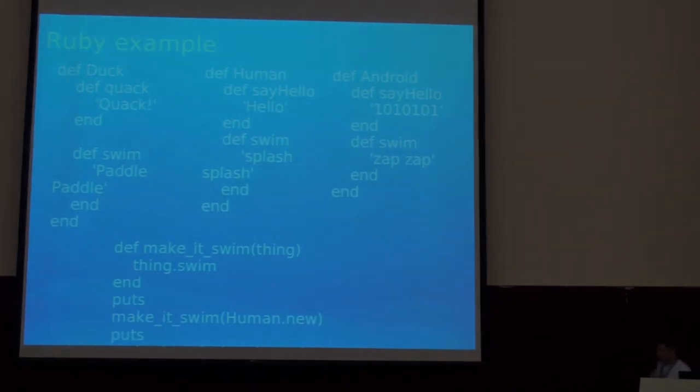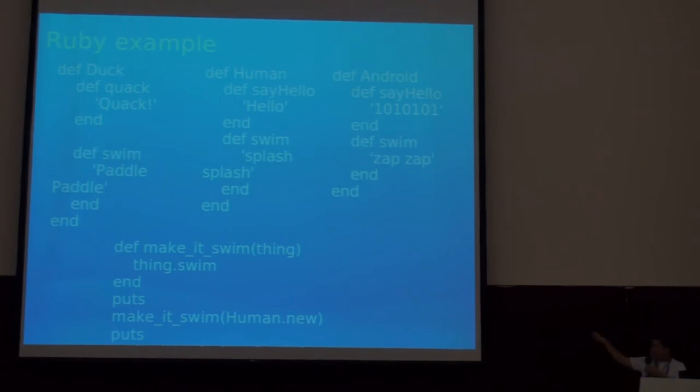I think I'll probably run out of time, but I'm just going to point out a little bit of an example of why, in the old days, it was difficult to implement Ruby on the JVM. This is a short example of a Ruby program. I define three types of objects: a duck, a human, and an android. And each of the three of them can swim. If you drop an android into the swimming pool, it just sinks, right? If you drop a human, it makes splashing noises. And if you put in a duck, it'll paddle.